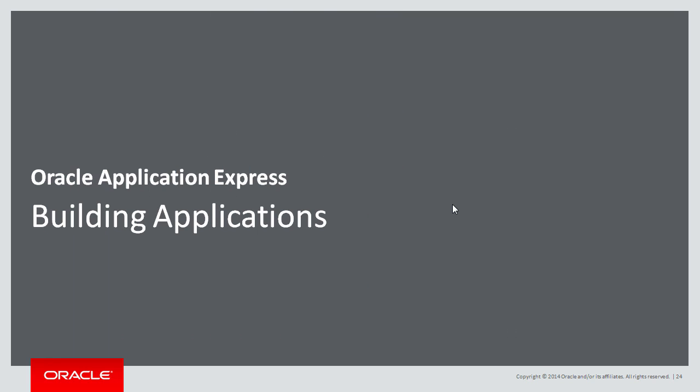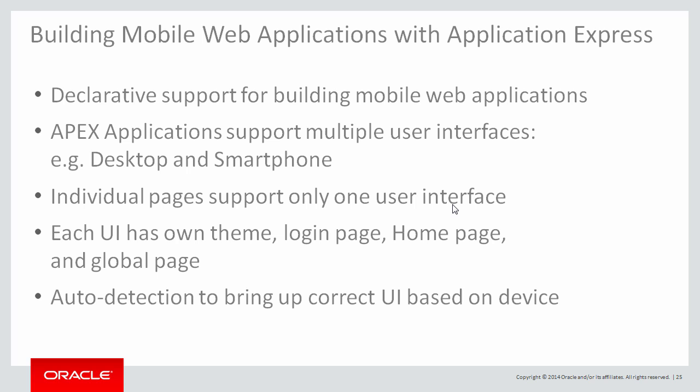Now let's look at building applications. Application Express provides declarative support for building mobile web applications. In fact, Application Express applications can support both desktop and mobile user interfaces within the same application. When you have both user interfaces, then each individual page must be defined as either desktop or mobile, as each page can only support a single user interface.